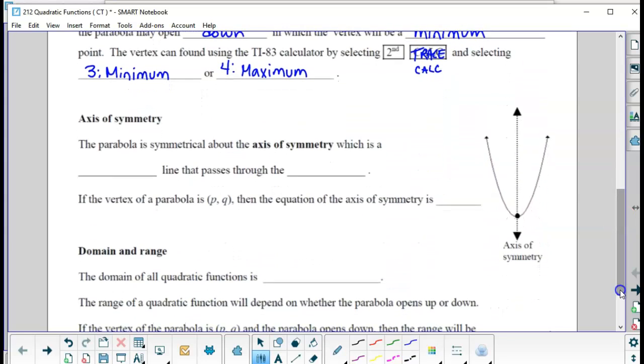Okay. Axis of symmetry, we talked about in the last lesson. It divides the parabola in half because the parabola is symmetrical. So it's symmetrical about the axis of symmetry. It's a vertical line that passes through the vertex. Right, because this is called the vertex. If the vertex of a parabola is PQ, so those are the coordinates, then what's the equation of the axis of symmetry? Remember, it's always a vertical line, so x equals, and it's got to have that same x value, so x equals P.